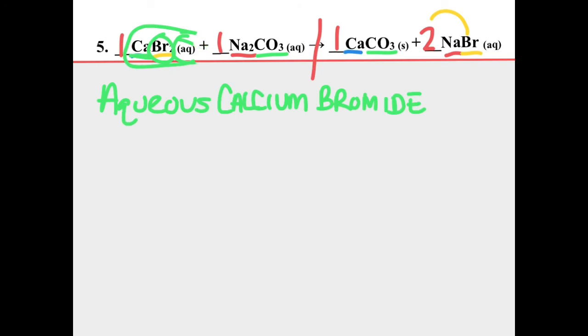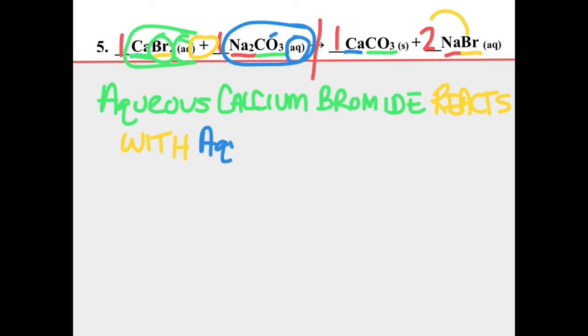Now if I uncover, take a look, there's a plus sign there. Remember the plus sign on the reactant side means reacts with. So aqueous calcium bromide reacts with something. Let's take a look at what that something is. Na2CO3, and it's got an AQ for aqueous. So it's going to react with something aqueous. It's going to react with aqueous, and then there's Na2CO3.